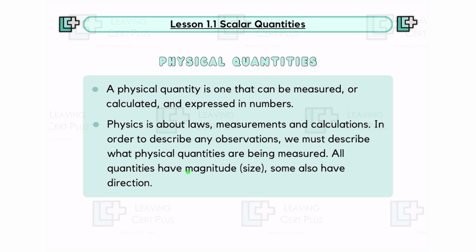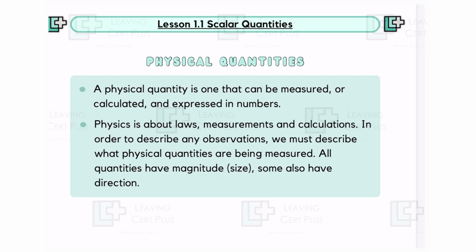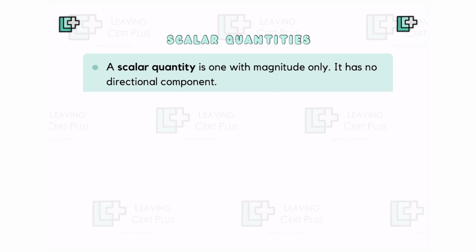We have to be able to talk about those physical quantities using their magnitude, or more commonly, the size of those quantities, and also sometimes the direction of those quantities. Here I'm going to highlight that there is a distinction between quantities that have magnitude only and quantities that have both magnitude and direction. The quantities that have magnitude only are called scalar quantities. We define a scalar quantity as one with magnitude only. It has no directional component.